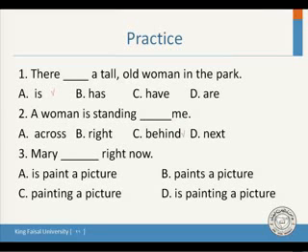Number 3, Mary is what? Do we say is paint right now? Now, ing. We need an ing. We cannot say is paint. Painting, or paints, or is painting. Which one would you use? Of course, sentence or option D. Is painting a picture right now.